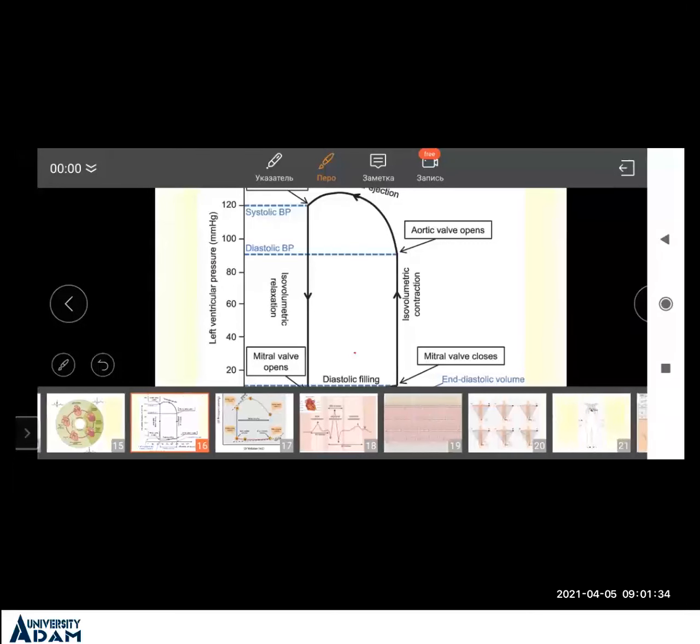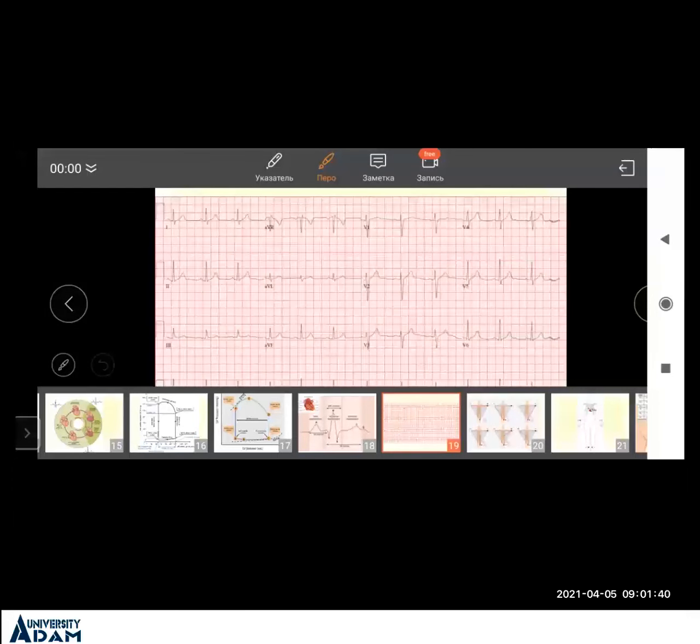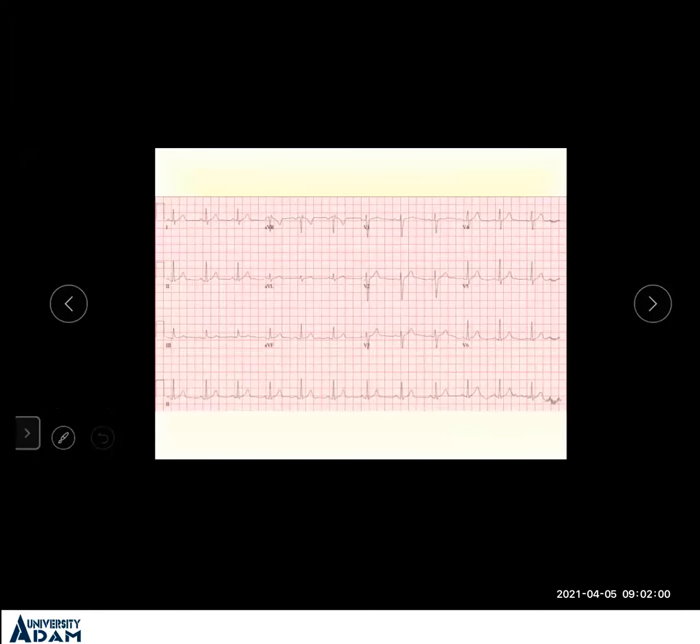And now about ECG, students. Today we also have ECG. So what is ECG? Electrocardiogram. This is a standard electrocardiogram, a record of electrical activity in the heart on paper.